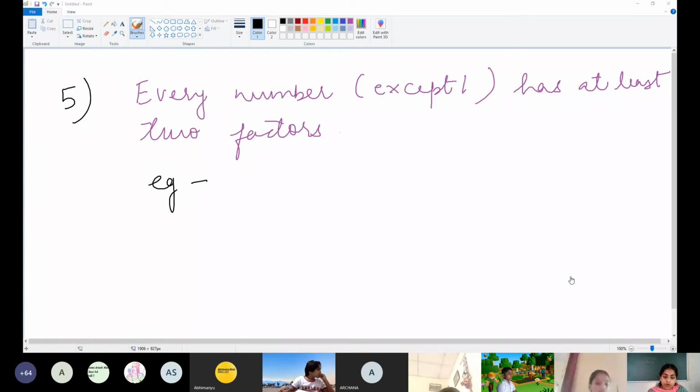Like when we talk about four, how many factors does it have? Four has how many factors? Yes, children, are you able to listen to me? Four has four. Four has three and four. And one also.